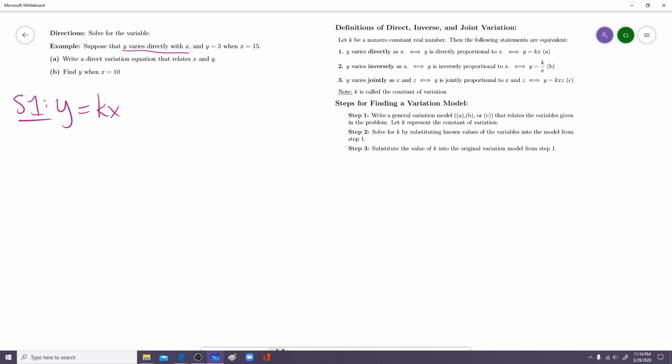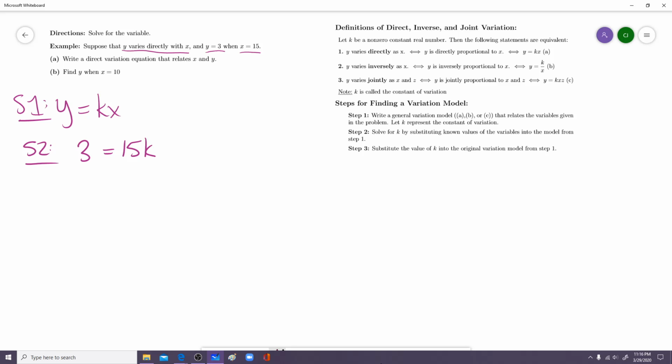Okay. So now, what is step 2? Step 2, we want to solve for k. We want to know what this constant of variation is. So how do we solve for k? We're going to use what is given. We know that y is equal to 3 when x is equal to 15. So we're going to plug them in. Where there's y, I'm going to plug in 3, and where there's an x, I'm going to put 15.